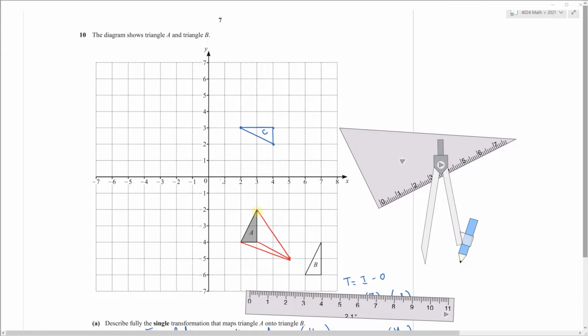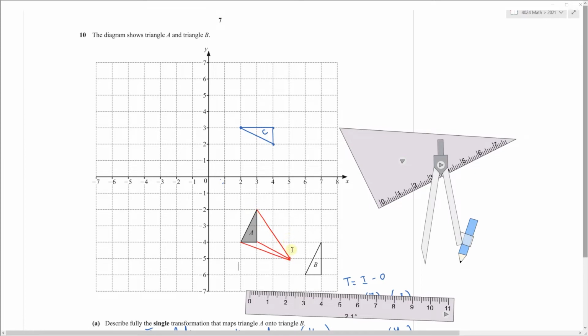So let's start with this vertex. Your scale factor is 3, so that means it's positive. So your triangle D will be on the same side of the center of enlargement as triangle A. If it was negative, the image will be on the other side of your center of enlargement. So this is positive 3, so the image will be on the same side as the object. Scale factor is 3. That means you will triple the distance of each vertex from the center of enlargement.